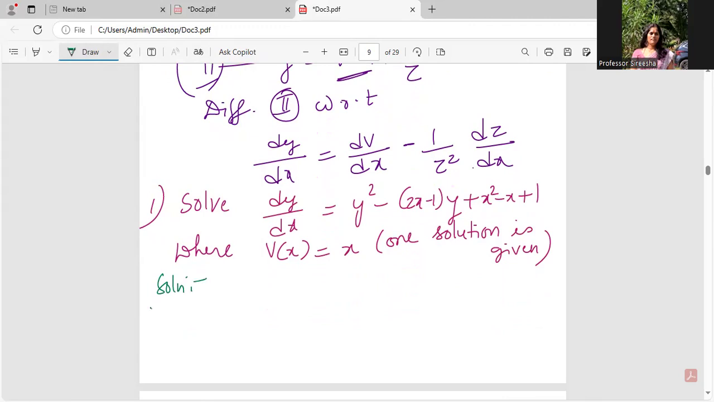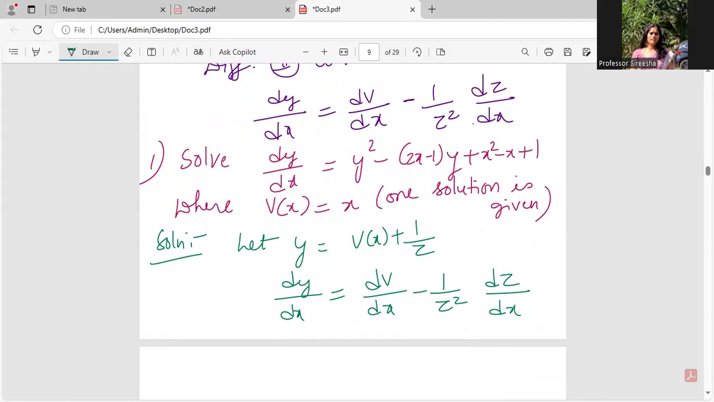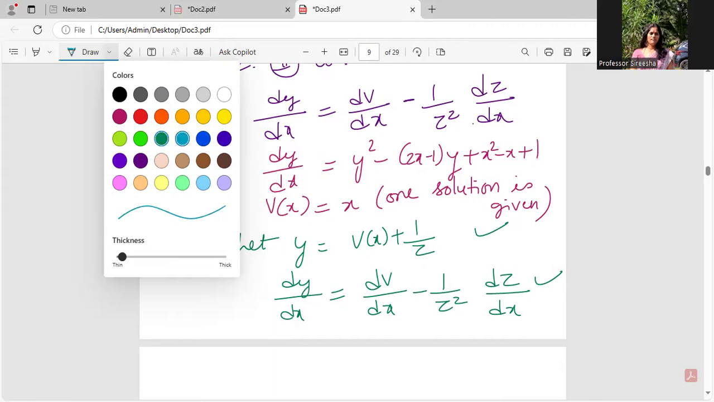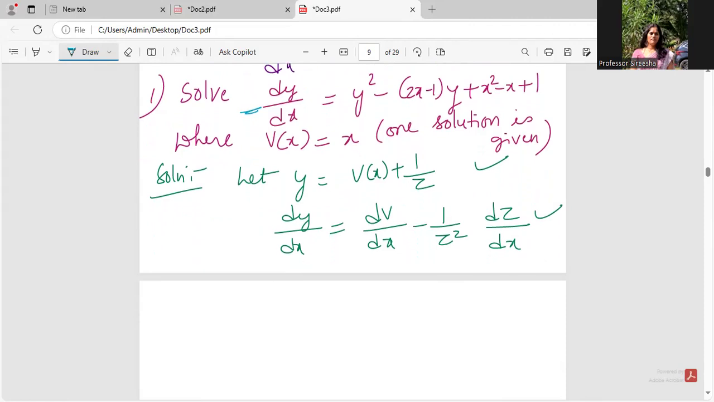Solution. What is the assumption? Let y be of the form v of x plus 1 by z. Then dy by dx would be dv by dx minus 1 by z squared dz by dx. So I'll substitute y and dy by dx in the given equation and see what happens. Of course, it reduces to a linear order Bernoulli's equation, and we already know how to solve a Bernoulli's equation. That's the basic idea.